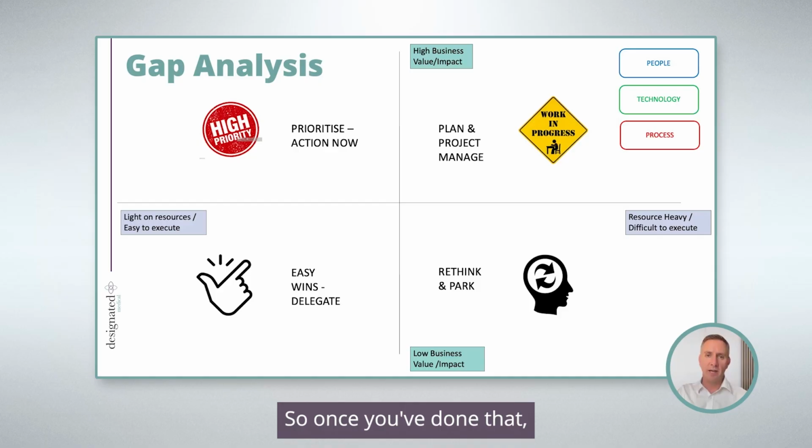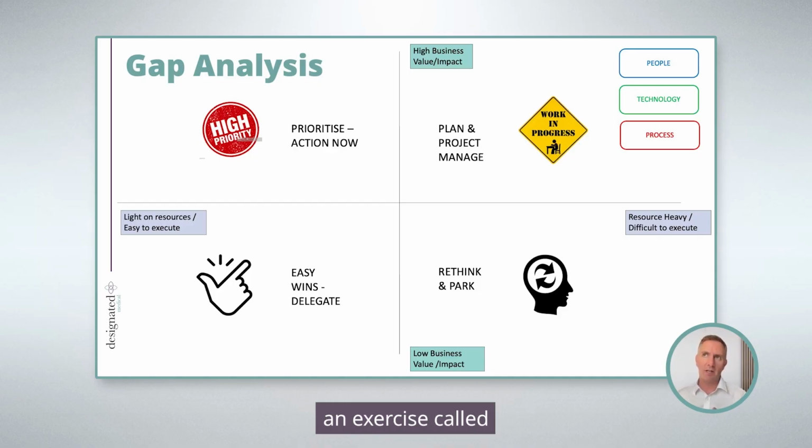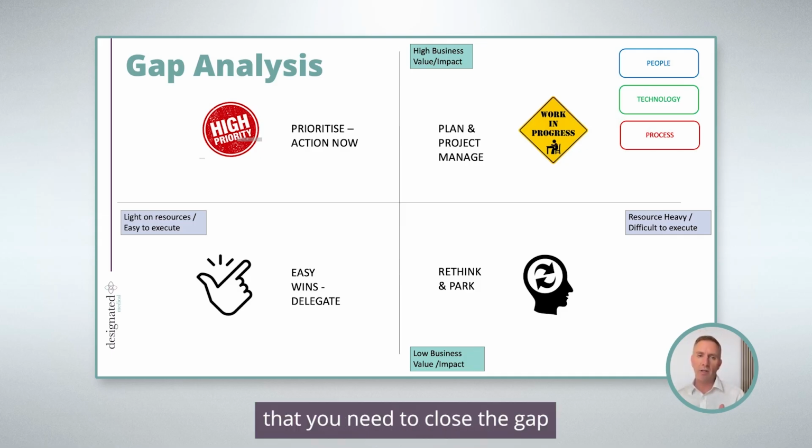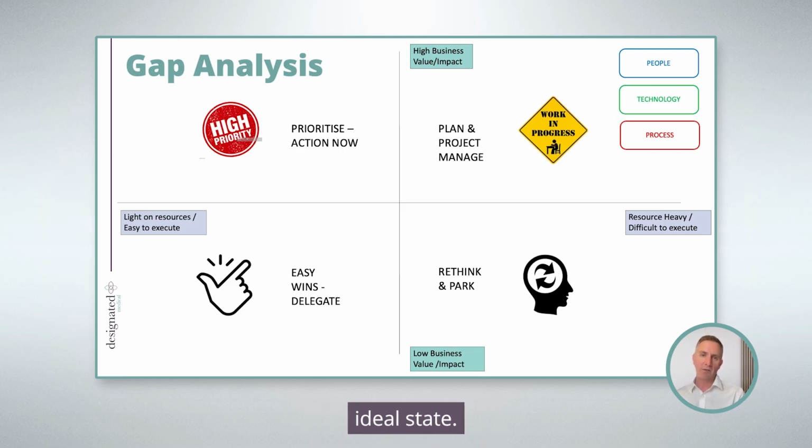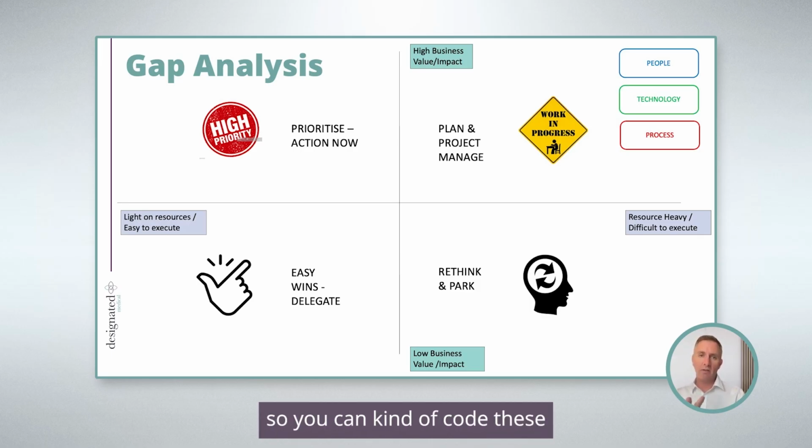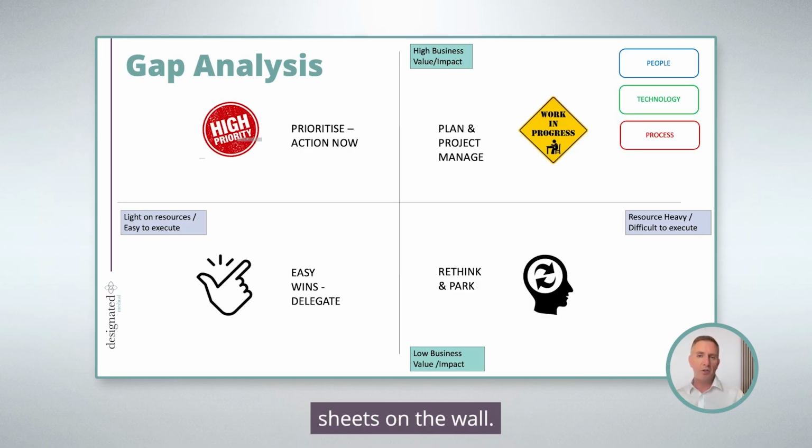So once you've done that, we go into an exercise called a gap analysis. This is a really great thing to do as a team, with your practice team. You identify the actions and tasks that you need to close the gap between what your current patient experience is and that future ideal state. On the right-hand side, you'll see that we've got people, process, and technology. You can color code these, put it on a big sheet on the wall, or you can do it digitally if you wish.